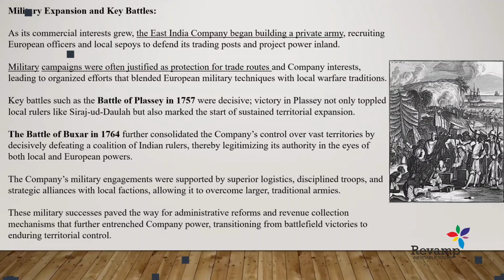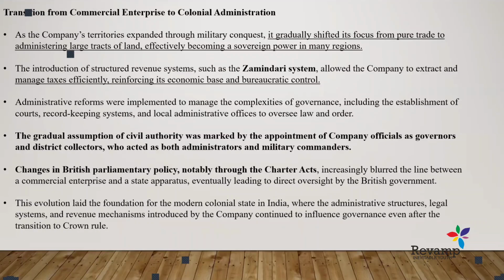The company's military engagements were supported by strong logistics and disciplined troops, against which the soldiers of Indian empires ultimately failed. They had very disciplined and scientifically advanced troops, which the Indians could not match. So the battles were not that challenging to the British authorities. After these gradual military engagements, the company established themselves as a colonial administration from the commercial enterprise they were first registered as.